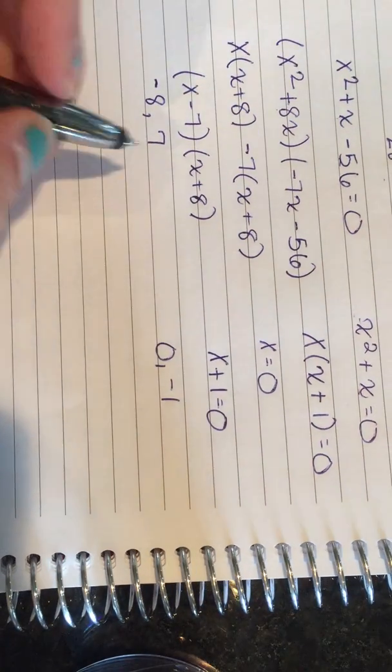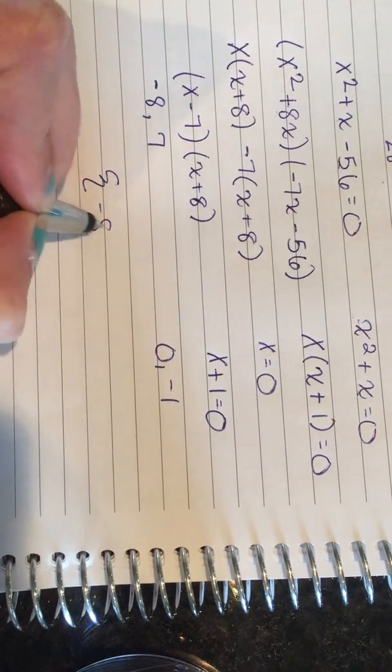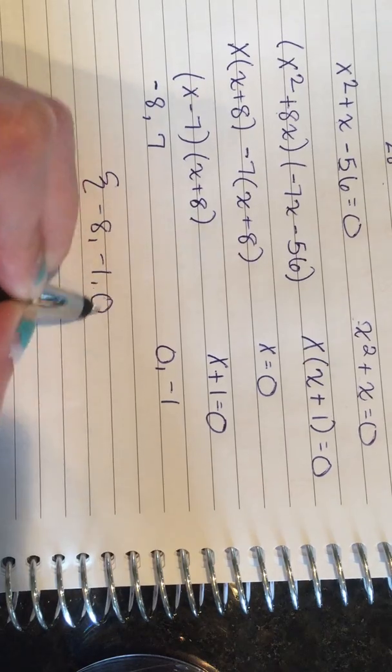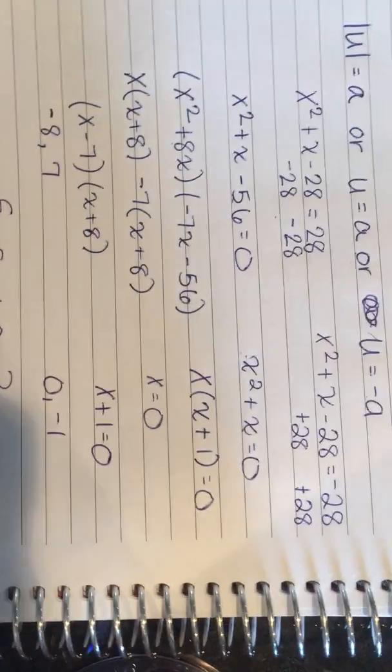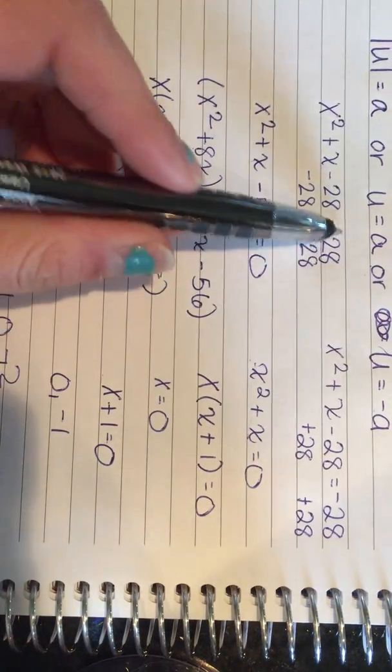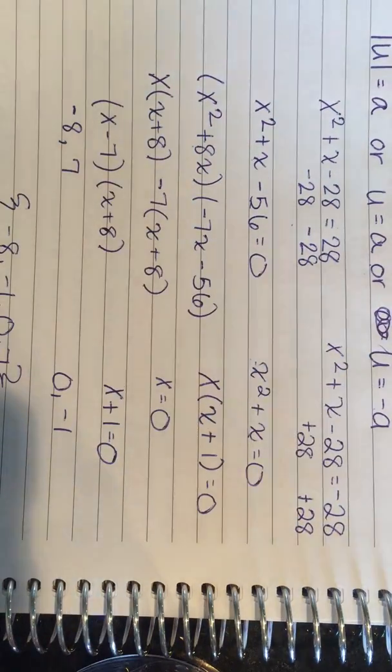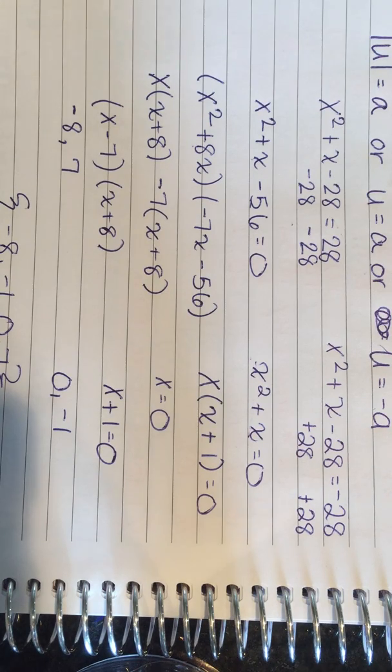So our solution set to this would be negative 8, negative 1, 0, 7. The key to this one really is setting up both of them equal to both the positive and the negative. That ends number 16 from the in-class assignment.